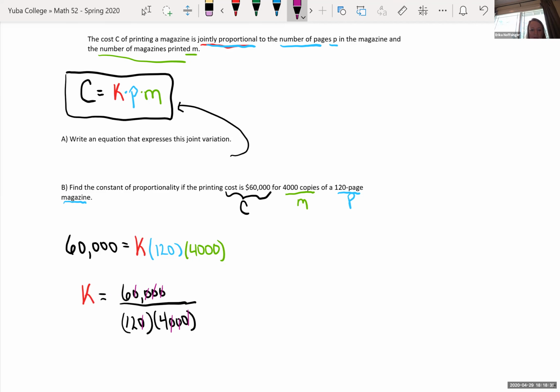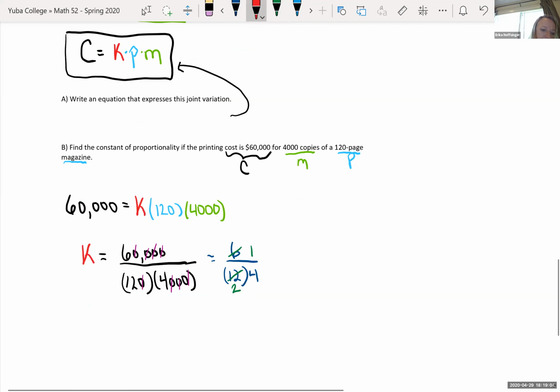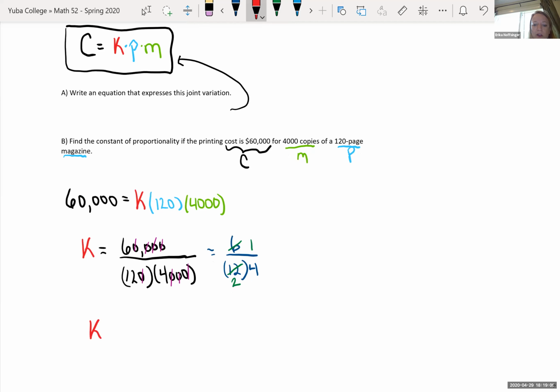They both have that in common. And then I notice I'm left with 6 in my numerator, all over 12 times 4. Well, 6 goes into 12 2 times and itself once. And so without even a calculator, I get that K is equal to 1 over 2 times 4, which is 1/8.